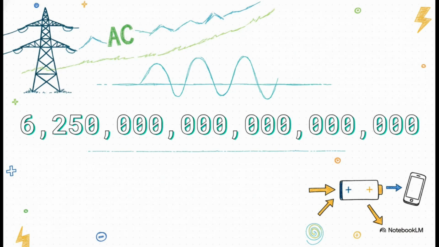Now, just to give you an idea of the scale we're talking about here, check out this number. A single amp of current, just 1 amp, means that over 6 quintillion electrons are zipping past a single point in that wire every single second. It's just a mind-boggling amount of stuff moving around that we can't even see.